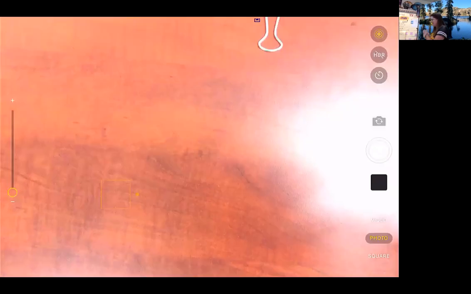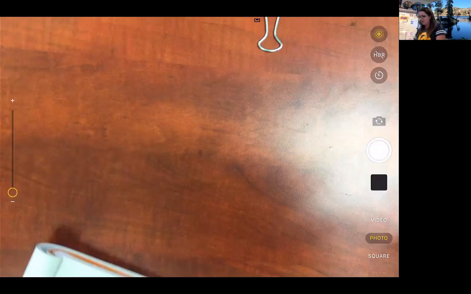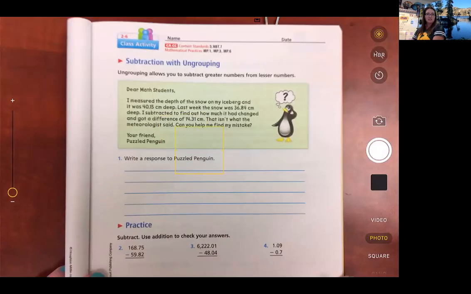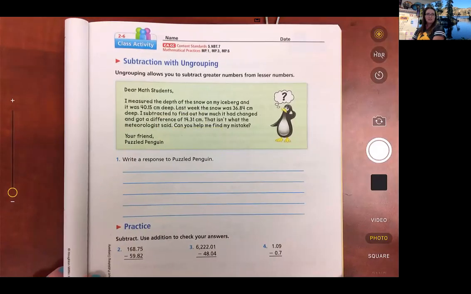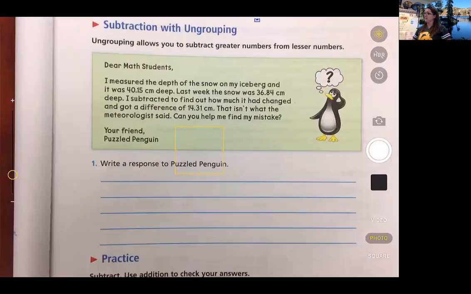Let me take this away and take out today's work. Today, we're going to start off with a Puzzled Penguin. Can you guys see it? Did it change? Yeah, okay. Can I have a volunteer read me the Mr. Puzzled Penguin there?